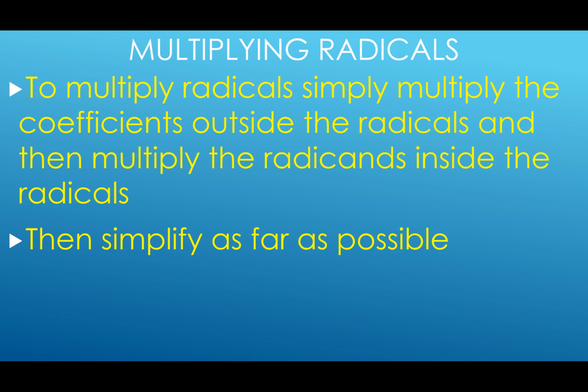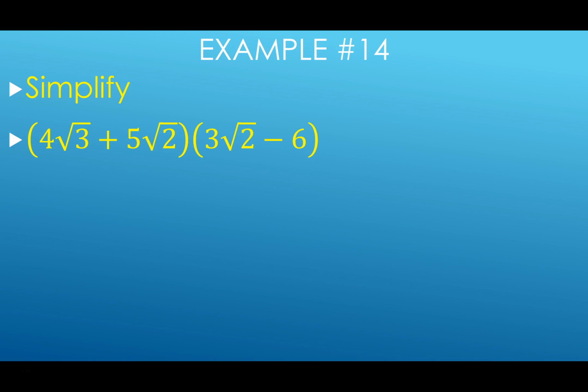Now, when we're talking about multiplying radicals, we're talking about the idea of foiling radicals. So we're going to be multiplying two binomial expressions. So you still go through the FOIL process like you would for any variable. The only difference is these would be radicals inside here. And then once you're done multiplying, then simplify as far as possible.